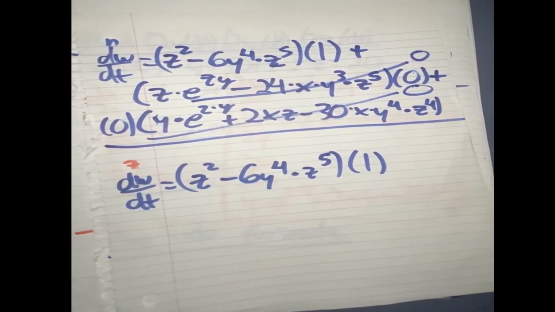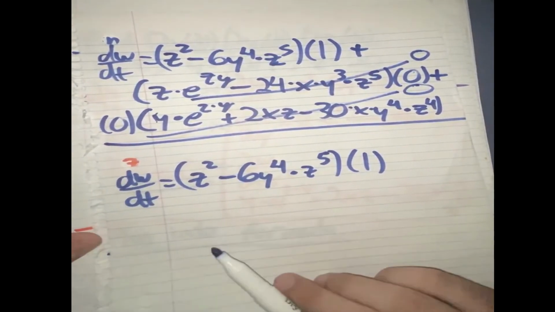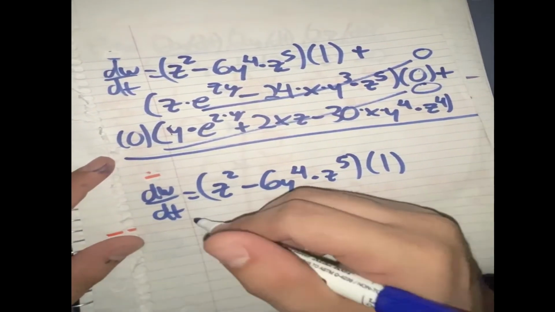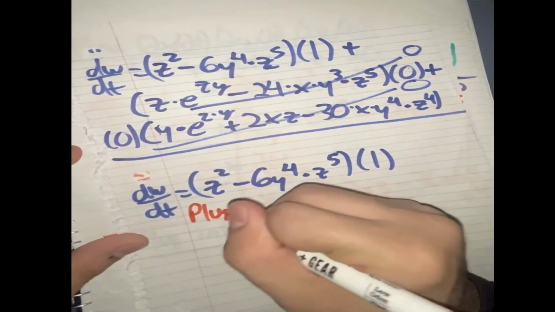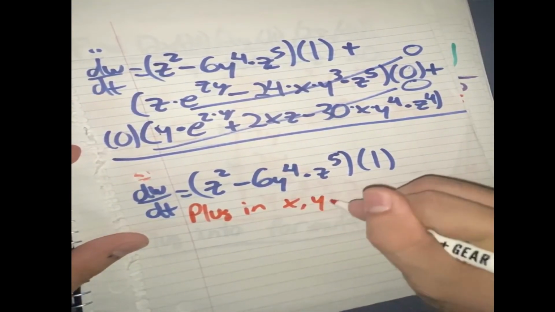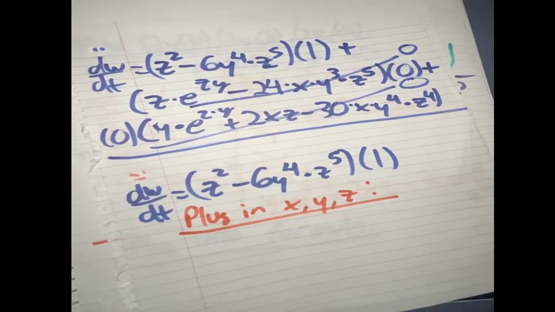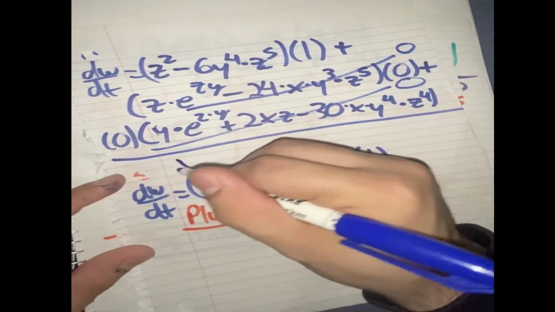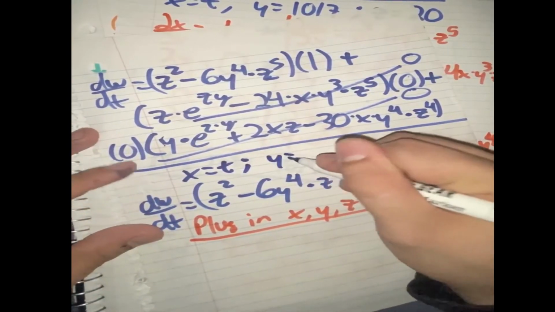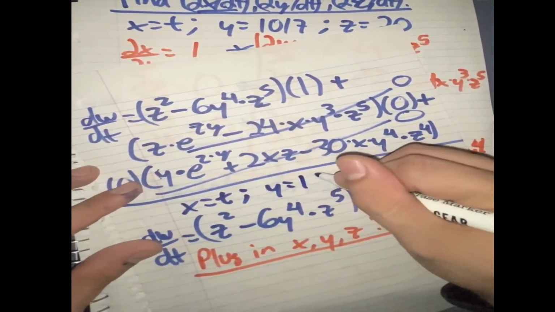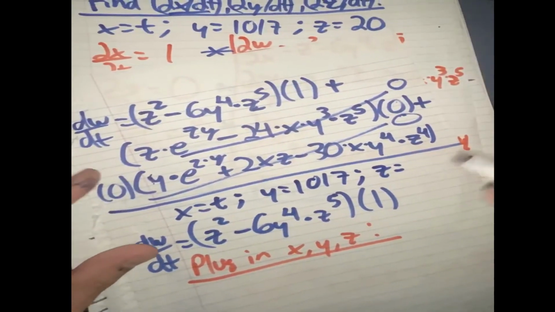But we're not done yet, because we're asked to find the derivative of w with respect to t. So in doing so, we're going to substitute. We're going to plug in y and z, so we can get everything in terms of t. So that's exactly what we're going to do. I'll just jot up here what x is. X is equal to t. Y is equal to this number, 1017. Z is equal to 20.